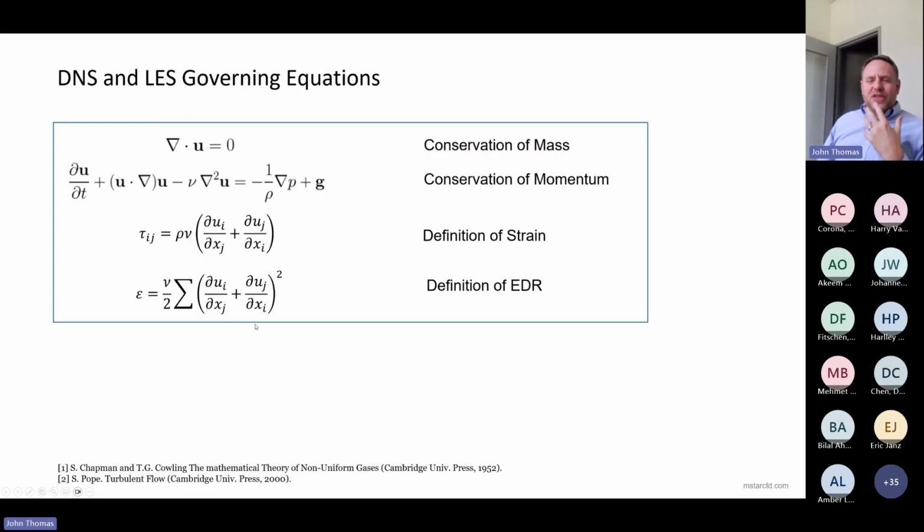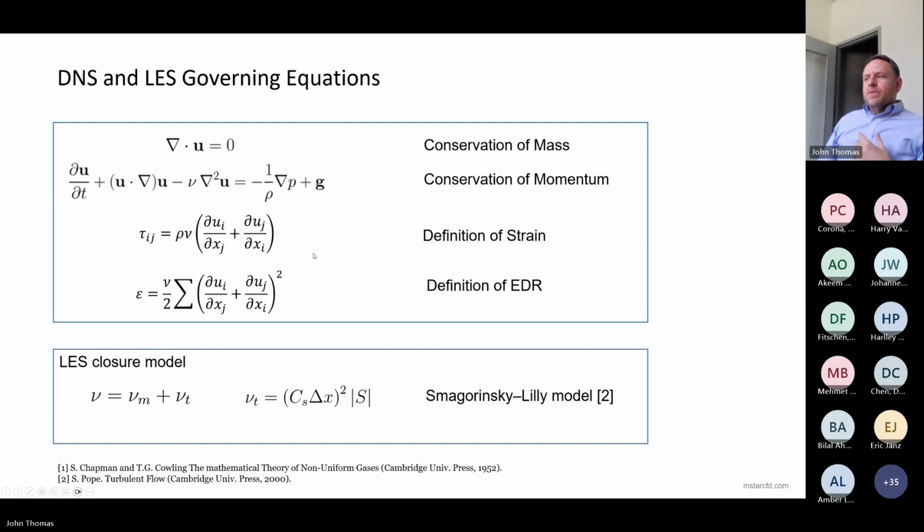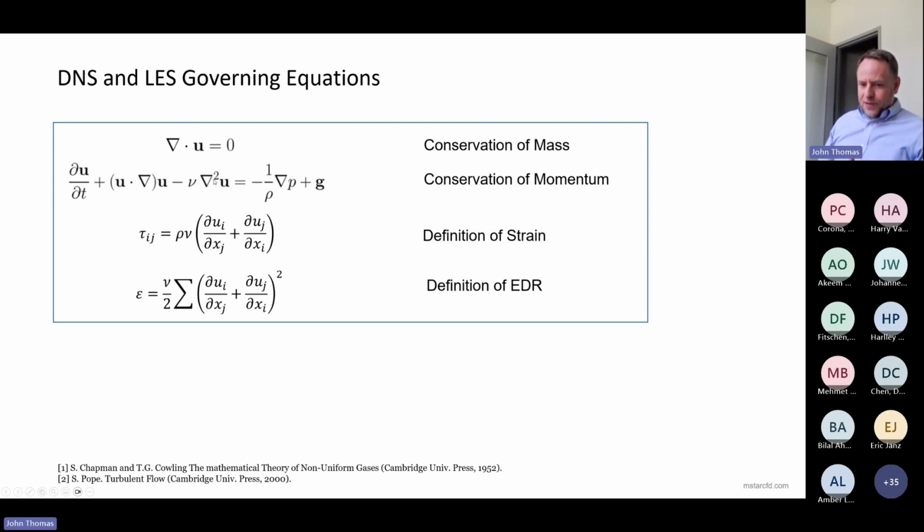But then it's time to really think about what's going on here in terms of the resolved versus unresolved. So we're solving the LBM in a way that allows us to solve these equations up here, the conservation of mass, conservation of momentum, from the velocity field, which comes out of solving the Navier-Stokes equations. We can predict strain EDR.